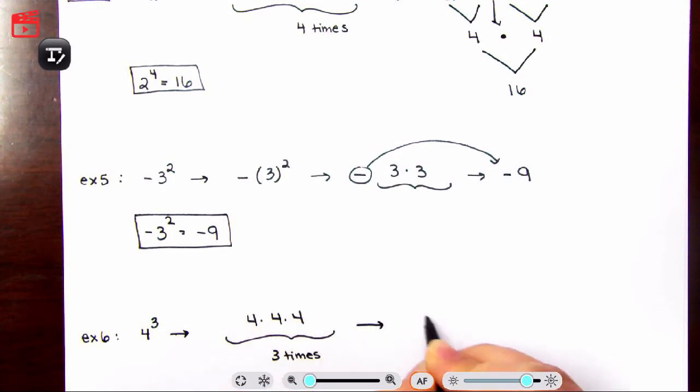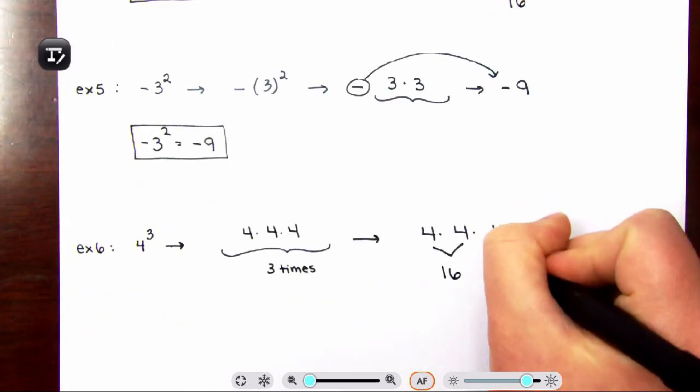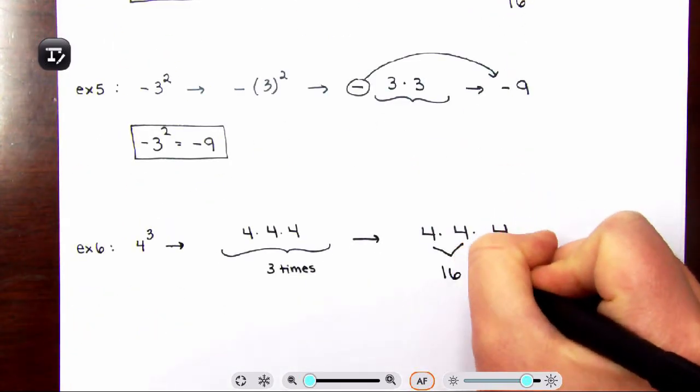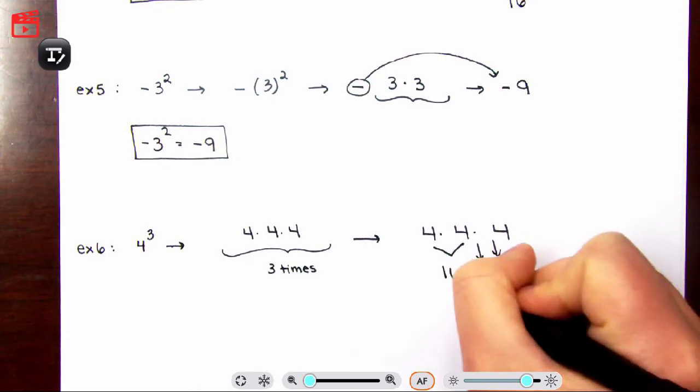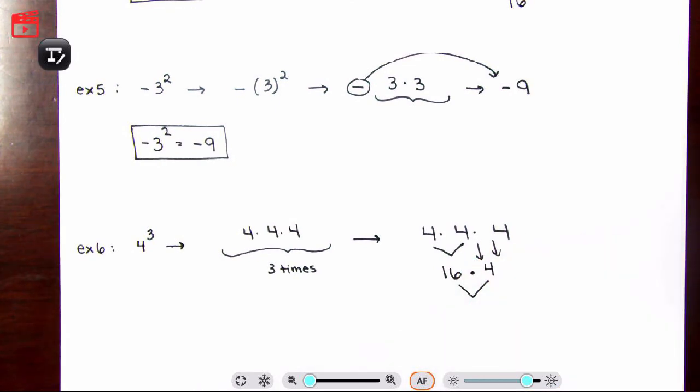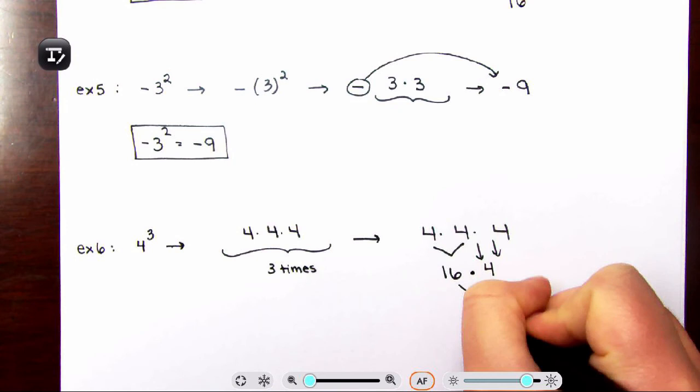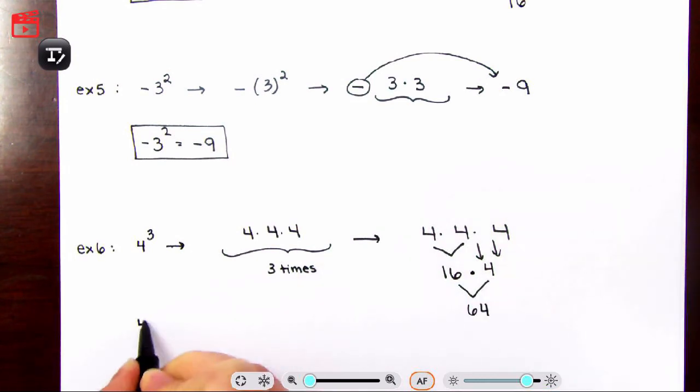So how do I solve this? We're going to do 2 at a time. 4 times 4 is 16. I have this times 4 left over, so I'm going to bring it down with my multiplication symbol. 16 times 4, that is what? 64. So the answer to 4 cubed is, that should be an equal sign, 64.